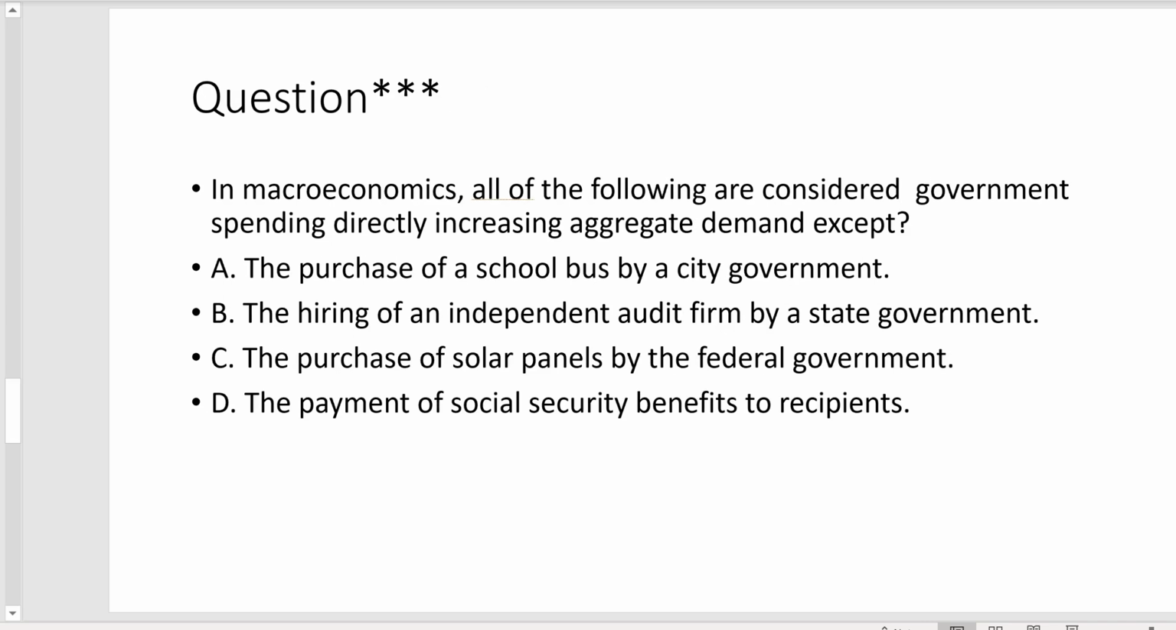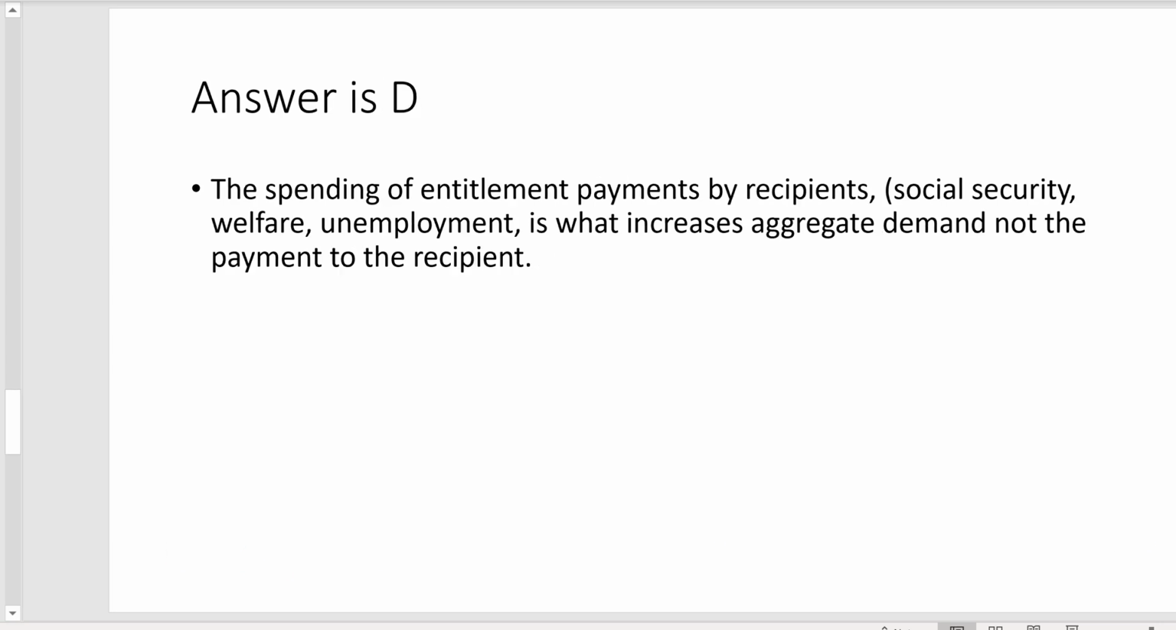In macroeconomics, all of the following are considered government spending directly increasing aggregate demand, except what? A says the purchase of a school bus by a city government. Well, that's going to increase aggregate demand. B, the hiring of an independent audit firm by a state government, that's services, right? So aggregate demand increases. C, the purchase of solar panels by the federal government, that's goods and services. And D, the payment of Social Security benefits to recipients, we said that's not counted. So letter D is the answer. The spending of entitlement payments by the recipients, that's what increases the aggregate demand, not the payment to the recipient.